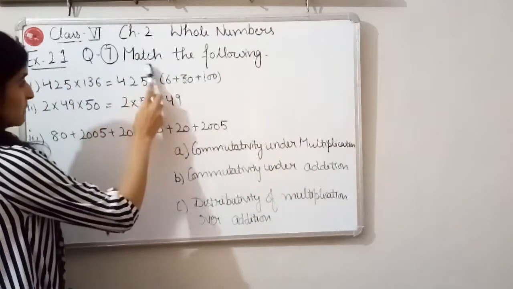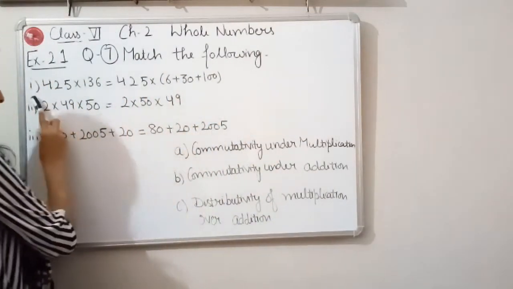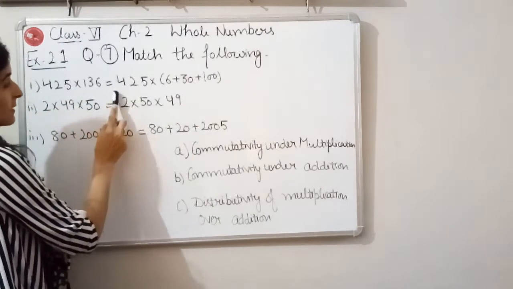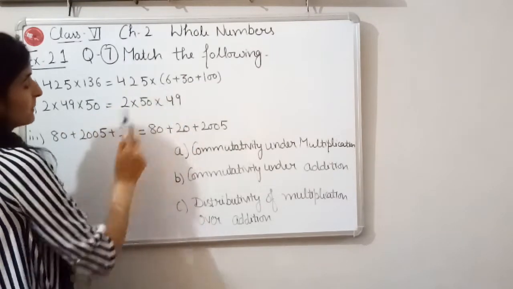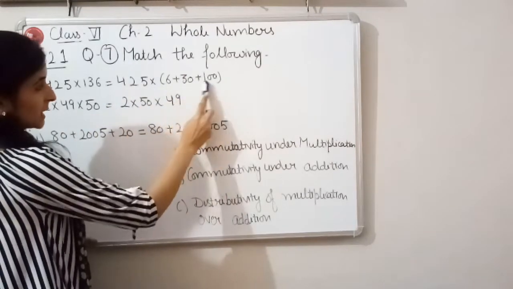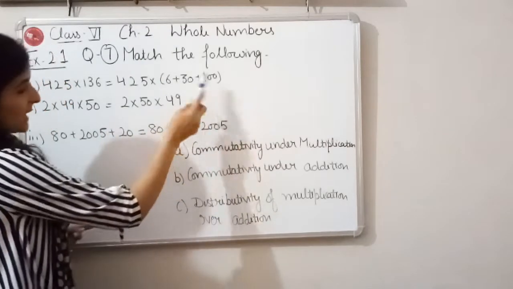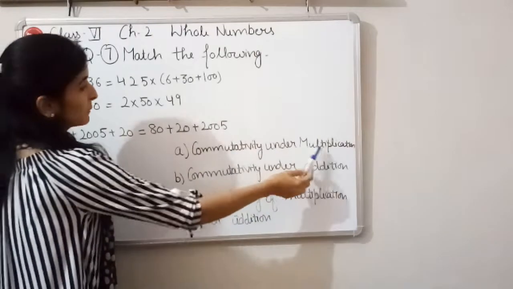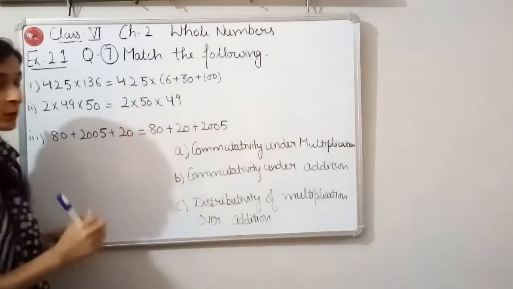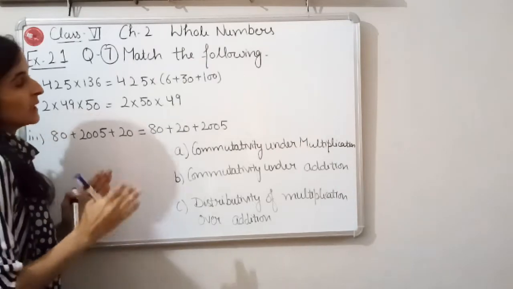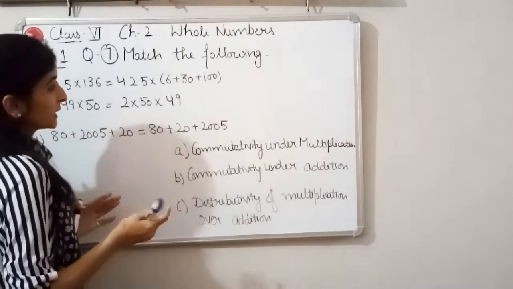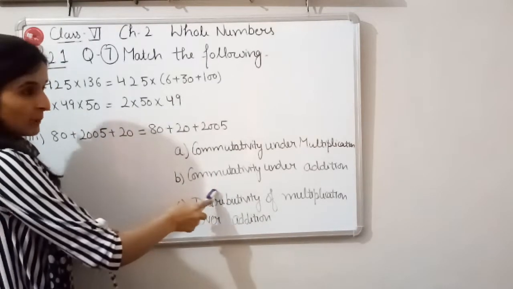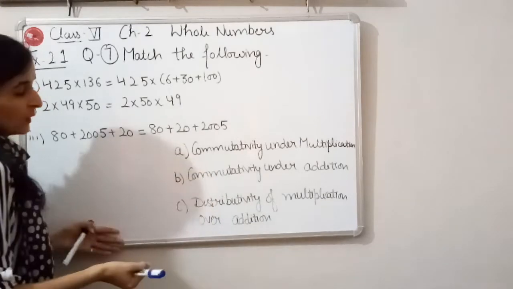Question number 7 is match the following. First part is 425 multiplied by 136 is equal to 425 multiplied by 6 plus 30 plus 100. We have to match this with any of these terms. First is commutativity under multiplication. Here we have not used commutativity. Commutativity means we have to change the places of the numbers, but here we have not changed any place. B part is again commutativity, so it will not hold for this one.